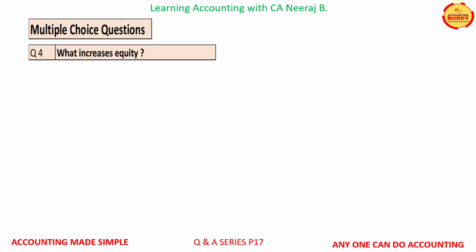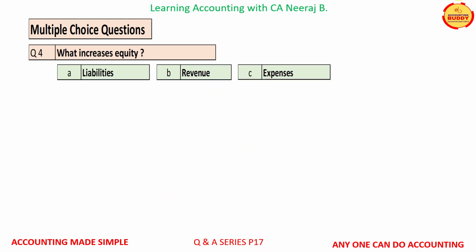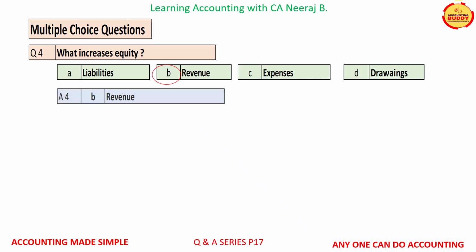Question number 4 on your screens is, what increases equity? And the options are option A, liabilities, option B, revenue, option C, expenses, and option D, drawings. We know that the liabilities, expenses, and drawings will decrease the equity. Therefore, the correct answer is option B, revenue.